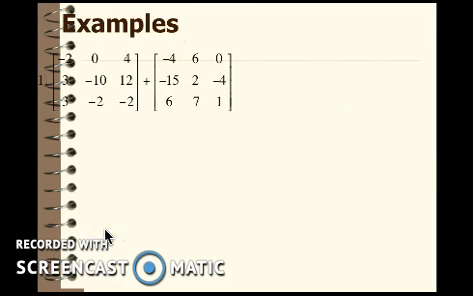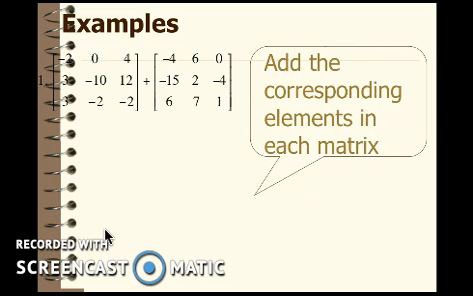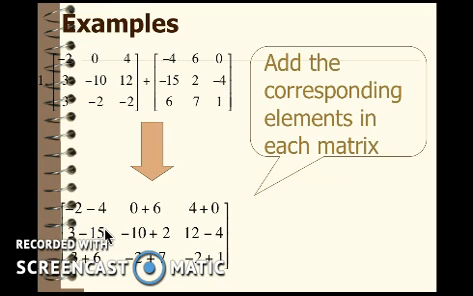Now, some examples: we've got two matrices that we're going to add. First of all, we need to add the corresponding elements in each of the matrices. If you look at the first element in the first matrix, we add it to the first element in the second matrix. So we have negative 2 minus 4, 0 plus 6, and 4 plus 0. All we're doing is adding each of these together, and we'll go to the second row.